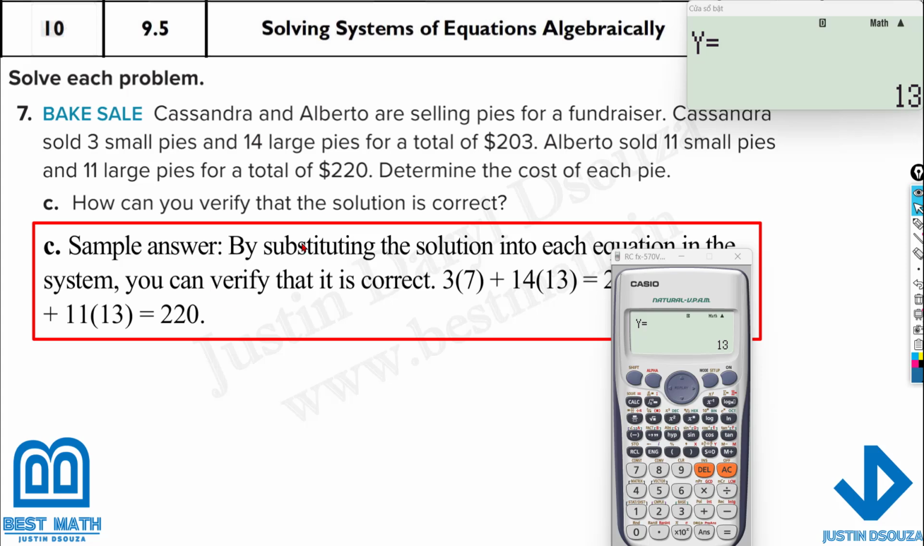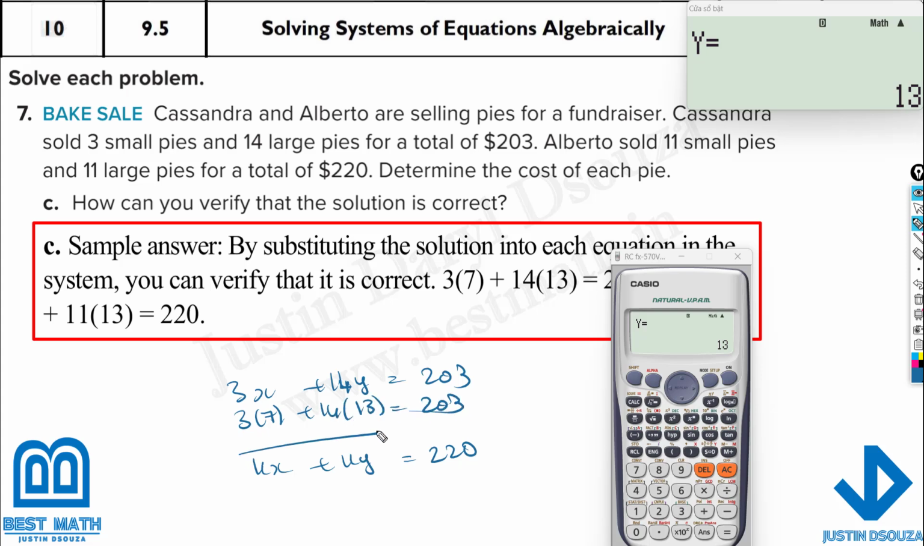And that's the thing. How can you verify this? See, you got the two simultaneous equations, right? And we got the answers, 7 and 13. So we had got 3x plus 14y equals 203 for the first equation, and 11x plus 11y is equal to 220 for the second. We got x as 7. So instead of this x, you can put 7, and 14 times, instead of y, you can put 13. It must be equal to 203. If you put this in calculator, it should be equal. It will be equal, you know. As long as your answer is correct, it will equate.